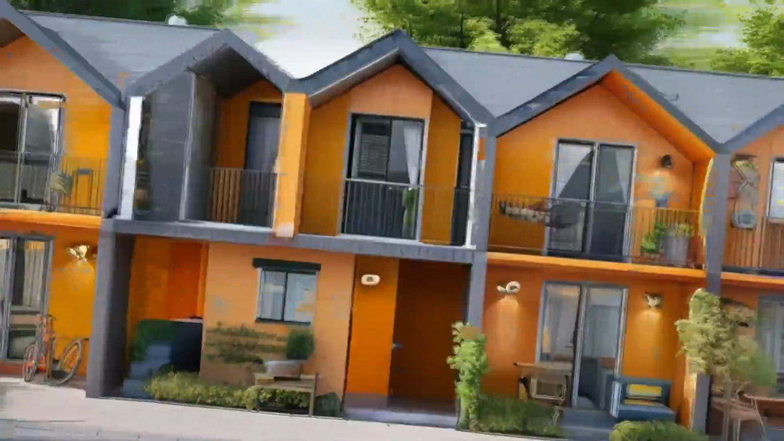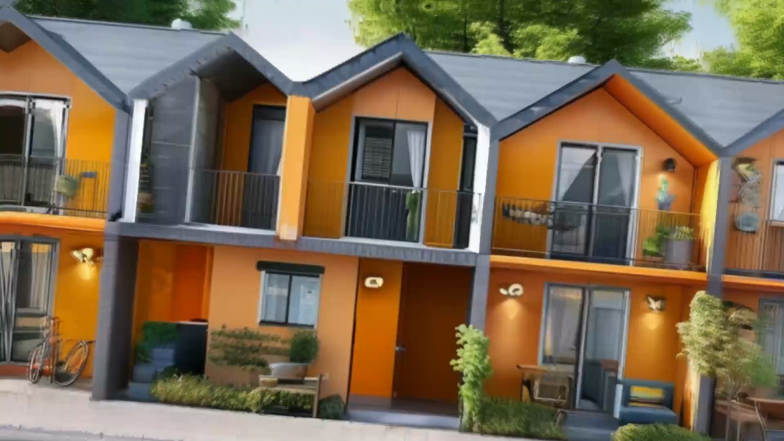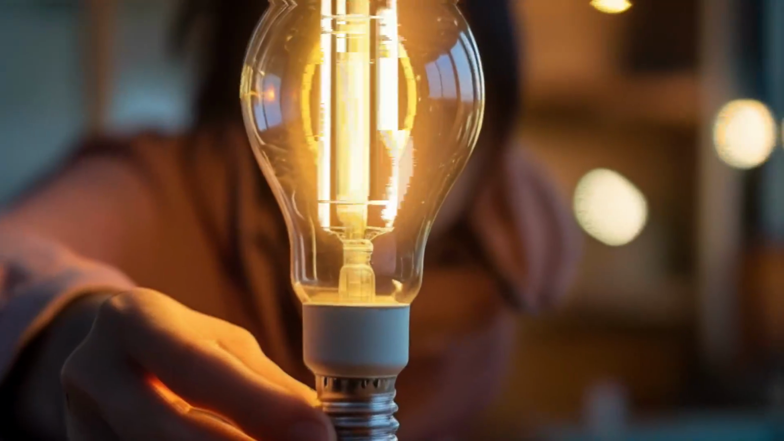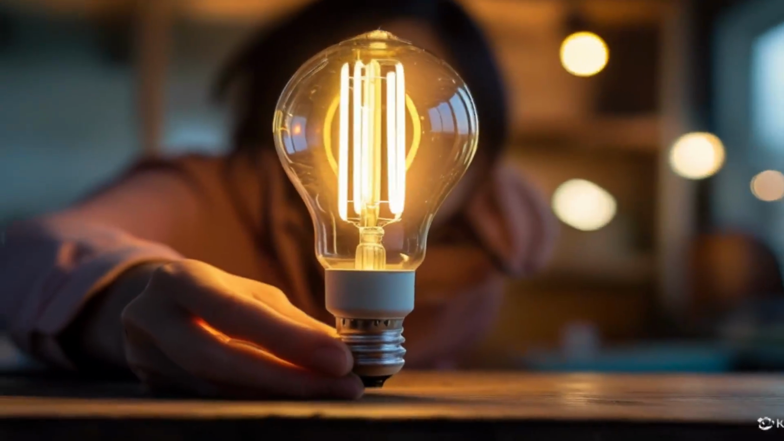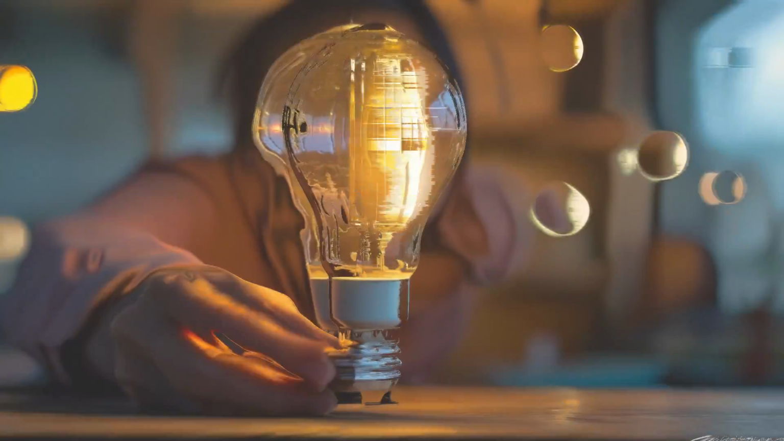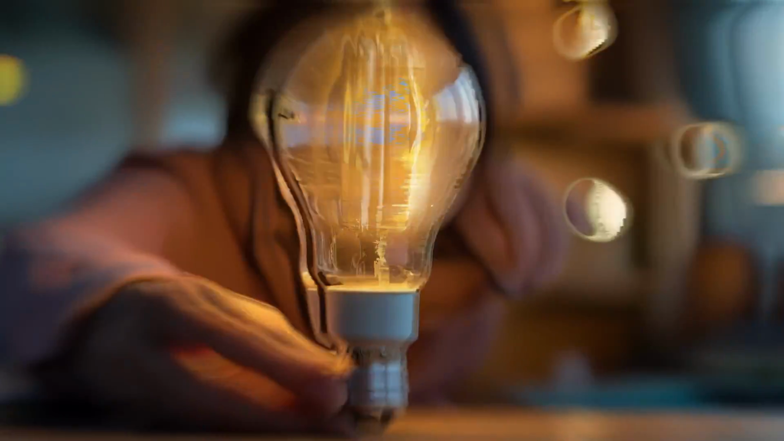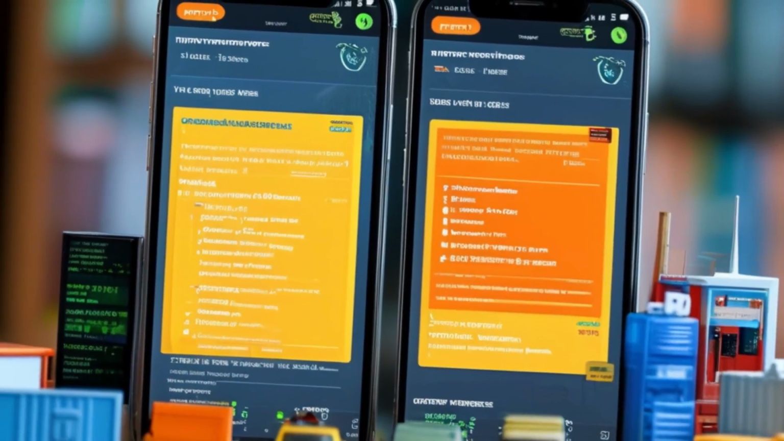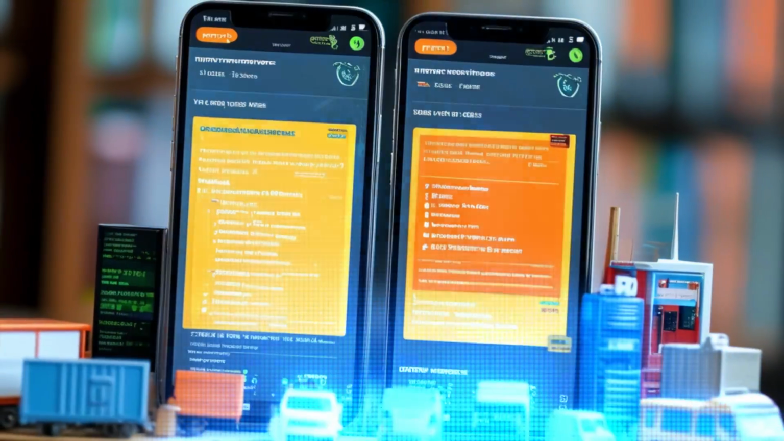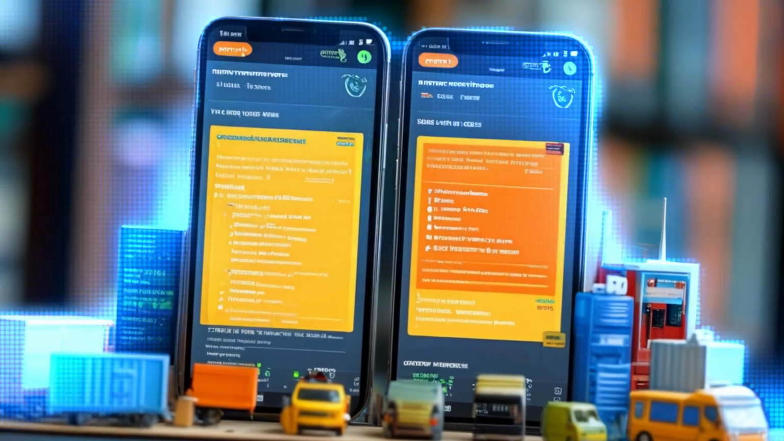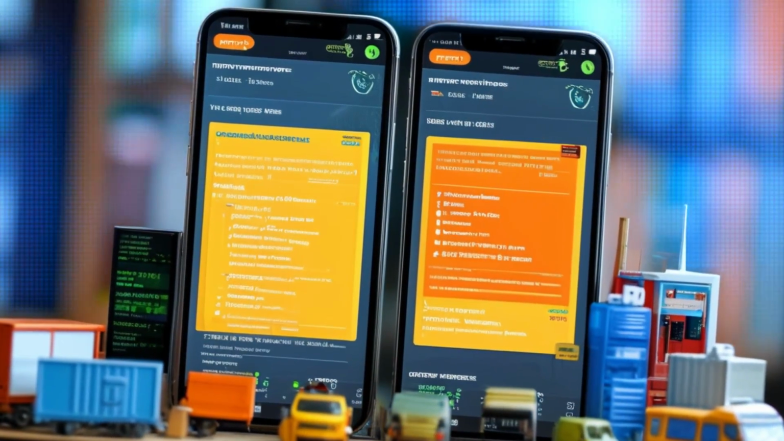Utilities, these are essential services that make day-to-day life possible and include expenses like water, electricity, gas, and internet. These services ensure comfort and functionality in your home. Water and sewage, costs related to water supply and sewage treatment. Electricity, the cost of electrical energy used in your home. Gas, expenses for heating and cooking. Internet and phone, essential communication services for work and social life.